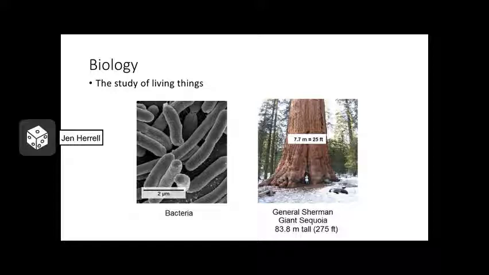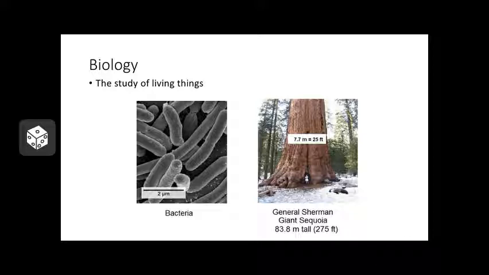So first of all, we need to define what biology is. And of course, biology is the study of living things. Now in biology, we study things that range from the very, very tiny to the very, very large. On the left-hand side of the page, you can see some bacteria. And notice that the scale on that photograph is in micrometers. A micrometer is 1,000th of a millimeter, which is 1,000th of a meter. So a micrometer is 1/1,000,000th of a meter, a very, very tiny amount.